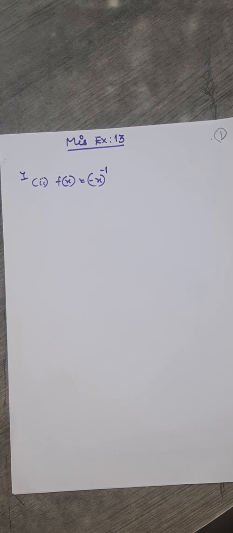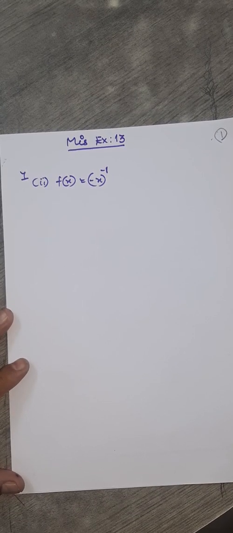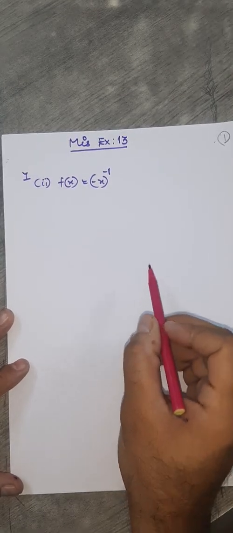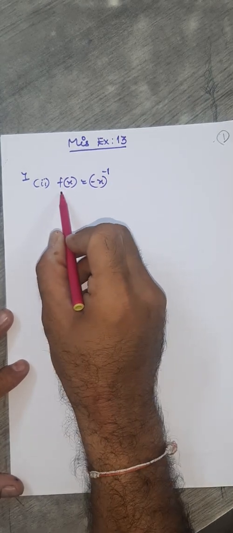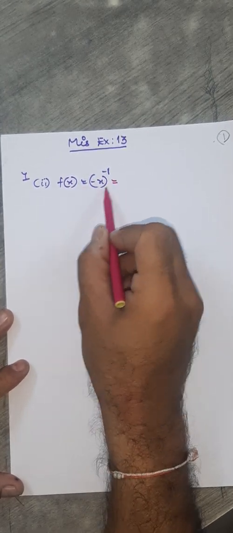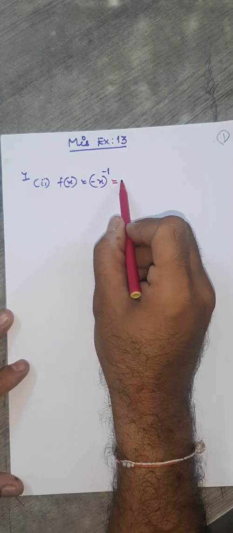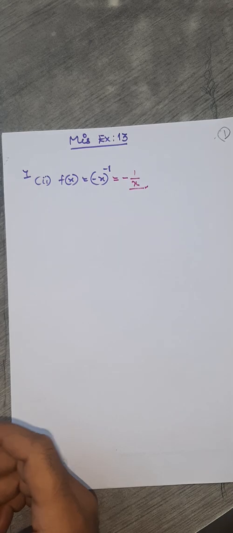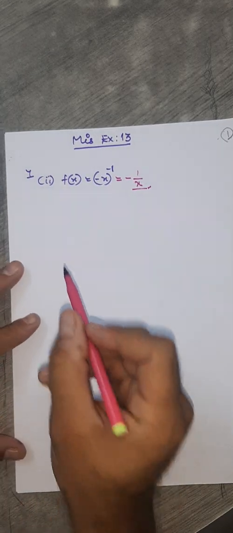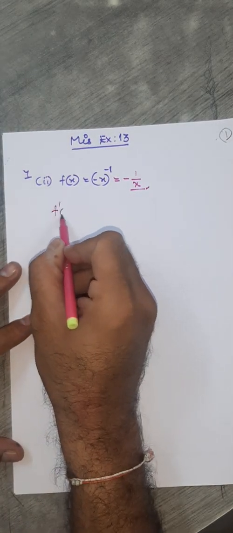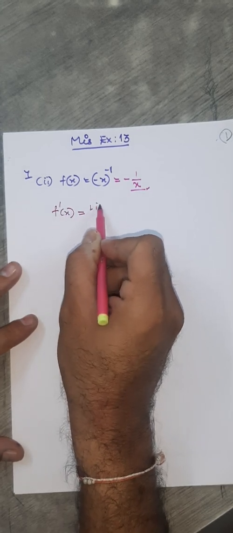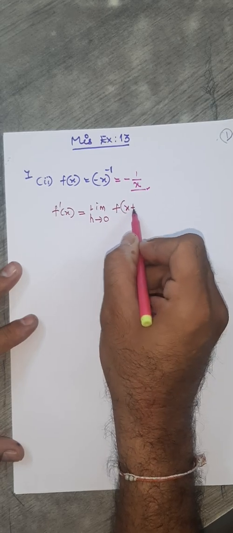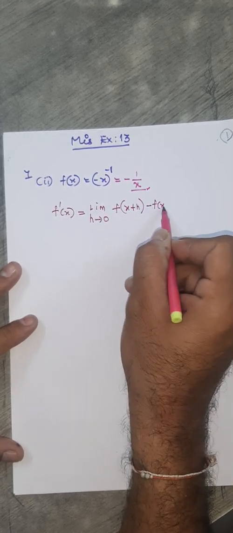Miscellaneous exercise 13. The first question is about finding derivatives using first principle. So I'll go to the second sub question there, which is (minus x) whole raised to minus 1, which is just minus 1 by x. And now first principle means definition. So what is f dash x? You know, it is limit h tends to 0 of f of x plus h minus f x upon h.